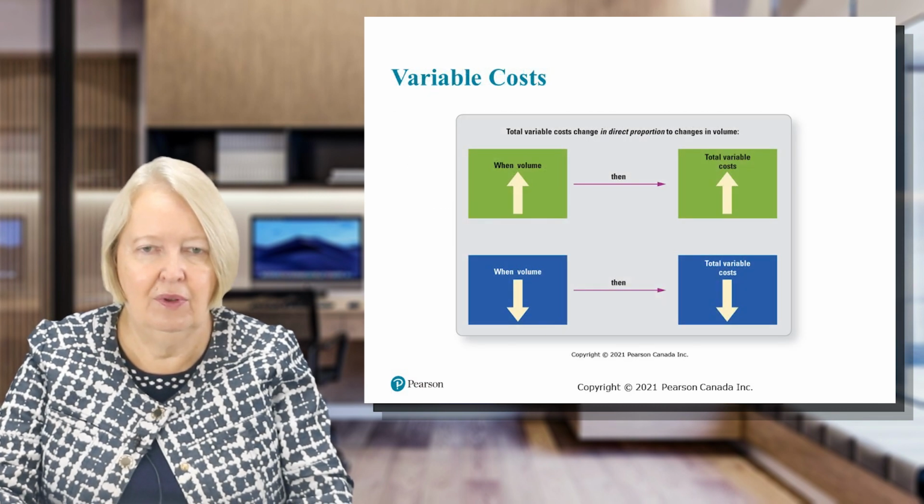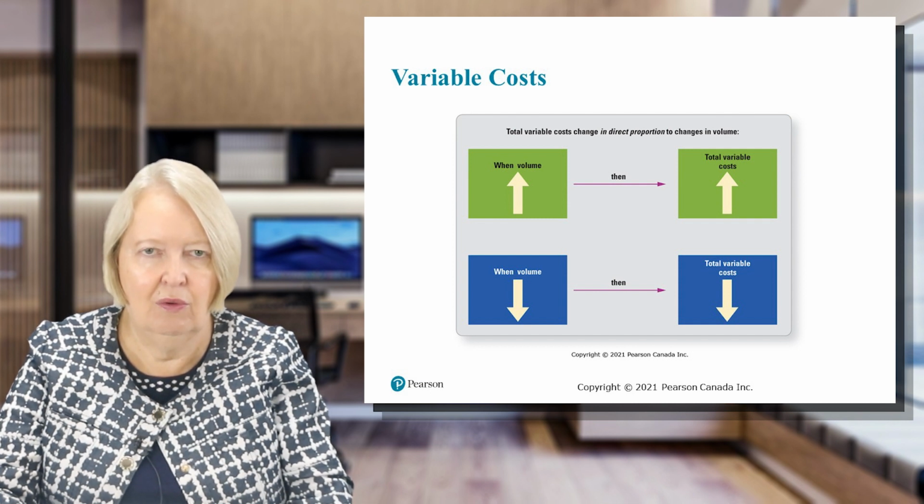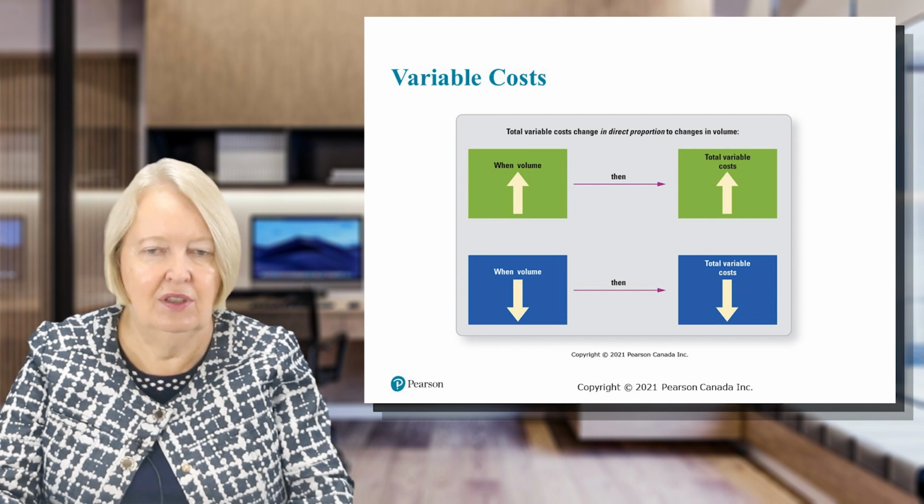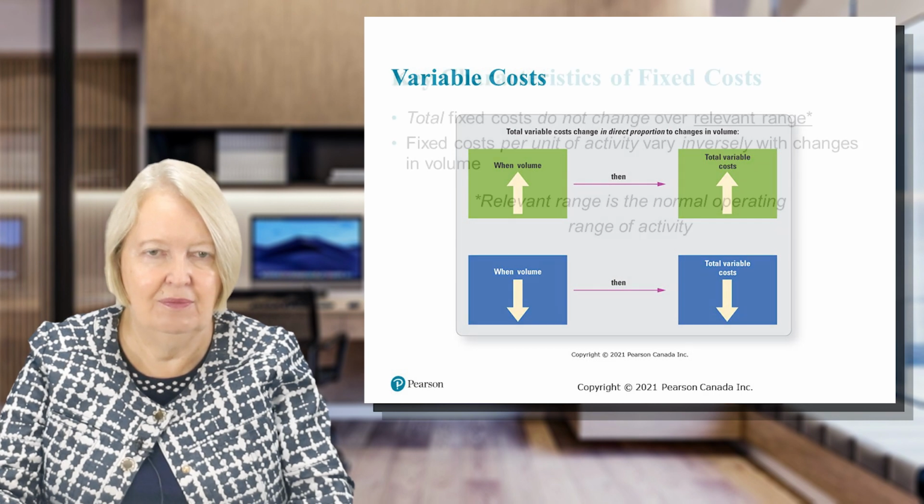So with variable cost, when the volume goes up, the total cost will go up, but the per unit cost remains unchanged. When the volume goes down, the per unit cost remains the same, but the total variable cost will be reduced.